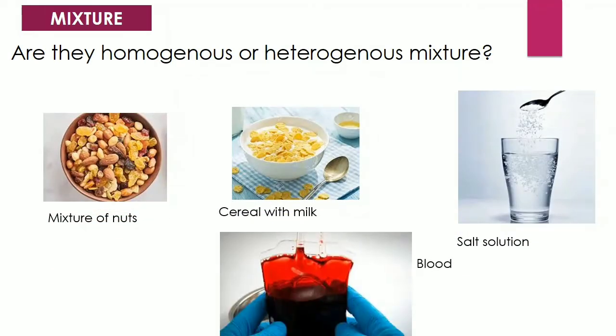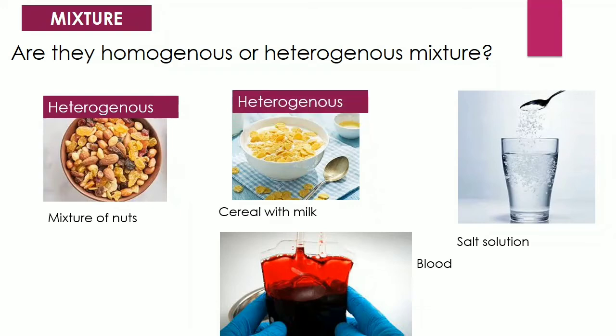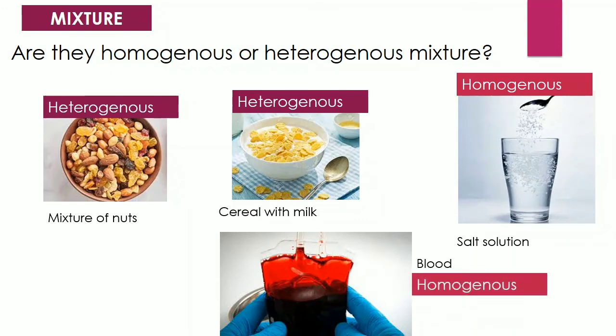Can you classify the examples below into homogeneous and heterogeneous mixtures? A mixture of nuts is a heterogeneous mixture, cereal with milk is a heterogeneous mixture, and for salt solution, you can't see any separation of layers and the mixture is uniform, so it's a homogeneous mixture, and also our blood is a homogeneous mixture.